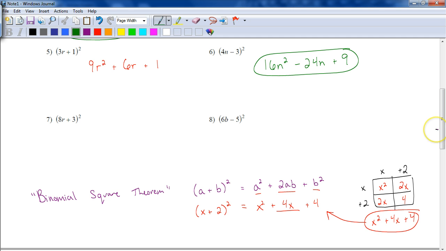Okay, let's see how you did. So the first step here would be to square the 8r. 8 and the r, when you square it, becomes 64r squared. Multiply 8r times 3. Well, 8 times 3 is 24. So this would be 24r. Double it, so when I take 24r times 2, that's going to be 48r. And then square the 3. 3 squared is 9.